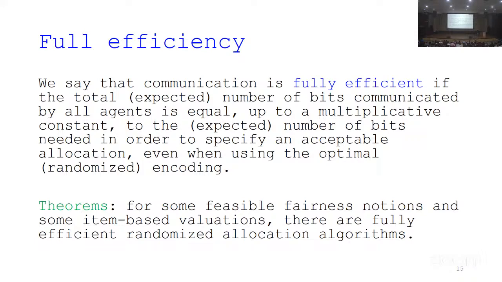And we have theorems of the sort that for some feasible fairness notions and some item-based valuations, there are fully efficient randomized allocation algorithms. So in expectation, the amount of communication is like the expected amount of communication if all the input was with one agent who would just need to transmit the allocation.